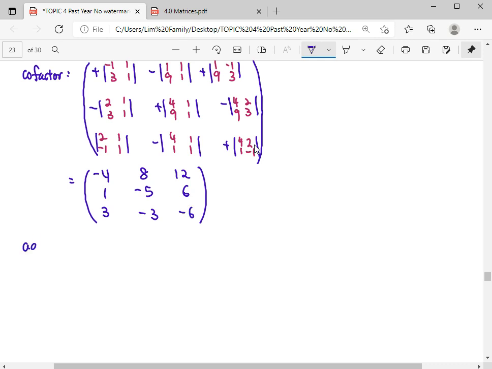Then we can get to our adjoint, which is the cofactor transpose. Transpose means we exchange row and column, exchange their positions. How to exchange? The first row becomes the first column, the second row becomes the second column, the third row becomes the third column. So we get our adjoint.